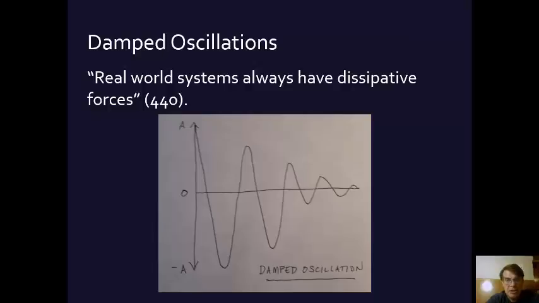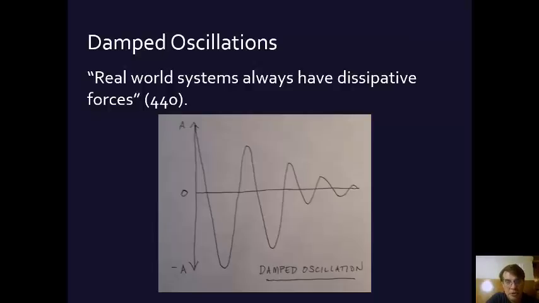So, damped oscillations, not to be confused with damned oscillations. Those are the ones that you have when you're in a car that needs new shock absorbers. Real-world systems always have dissipative forces. That is to say, there is no such thing as a perpetual motion machine. There is no simple harmonic motion that goes on forever because there are always some dissipative forces.